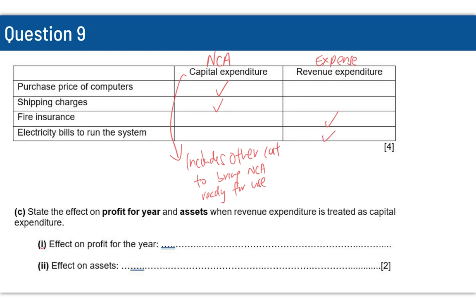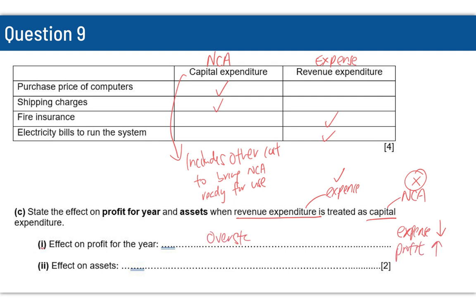Okay, so for the next part where they ask what is the effect if something is treated wrongly. So for example, your revenue expenditure, which is an expense, is treated as a capital expenditure, which means you record it under NCA. So first of all, if by right it is an expense and you record it into NCA, your expense will be understated. This understated expense will cause your profit to be overstated. So this is your answer for the first part.